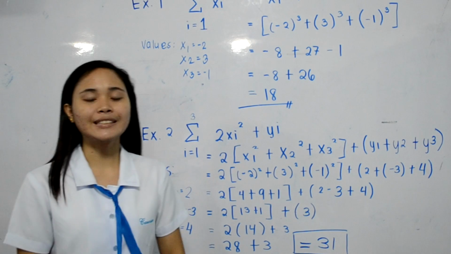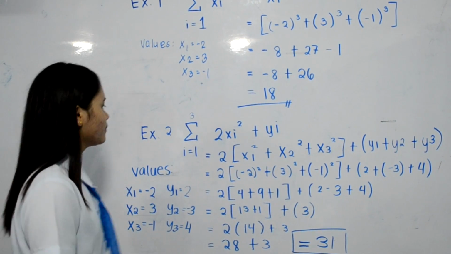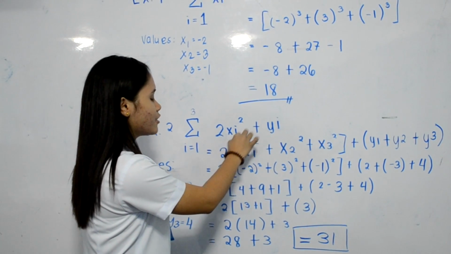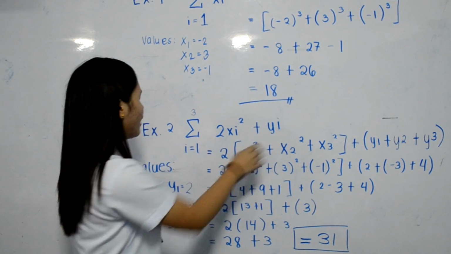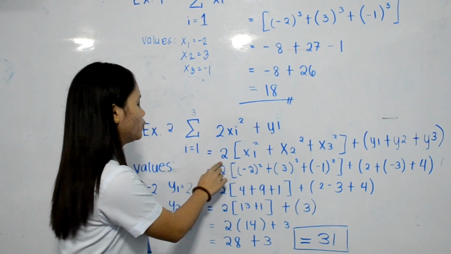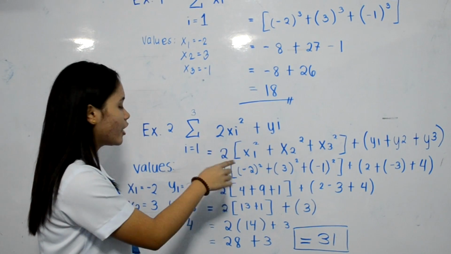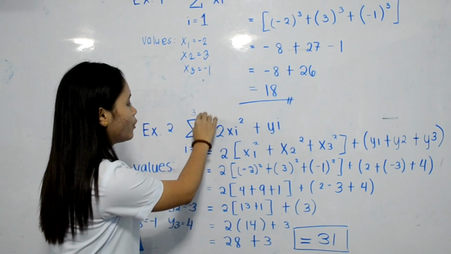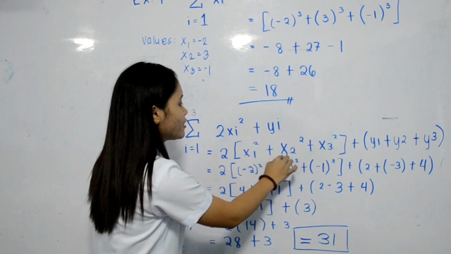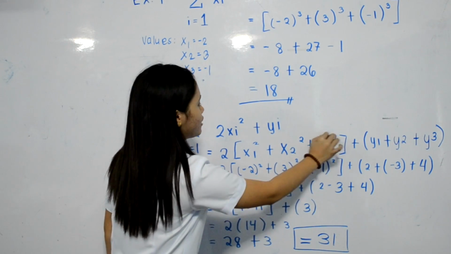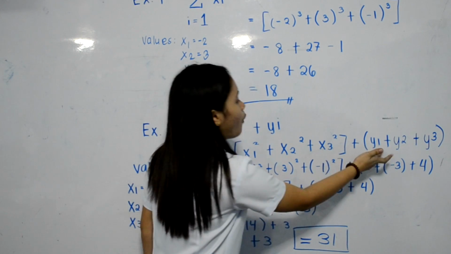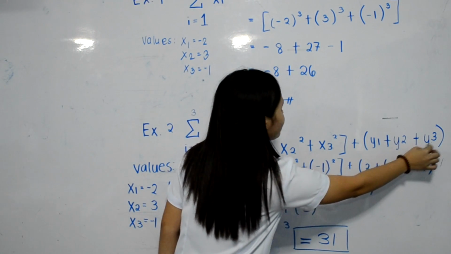Example number 2 is under property. The given is the summation of 2x sub i squared plus y sub i as i goes from 1 to 3. First, you need to extract 2. Then expand by starting in the lower limit and going to the upper limit. So x sub 1 squared plus x sub 2 squared plus x sub 3 squared. Then let's go to the y sub i. So it would be y sub 1 plus y sub 2 plus y sub 3.